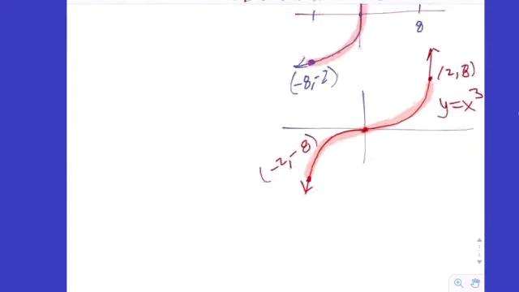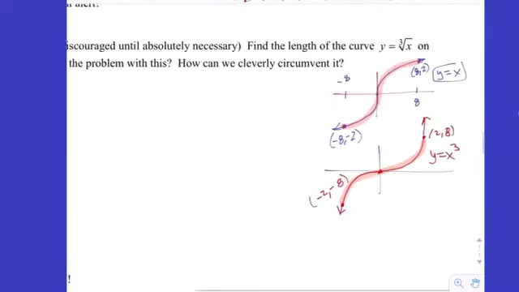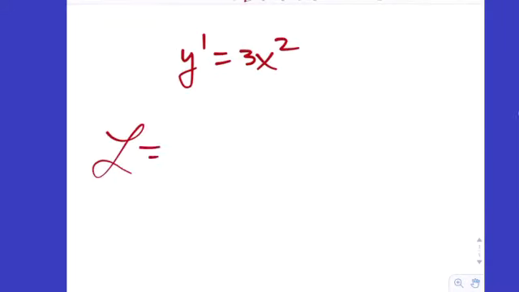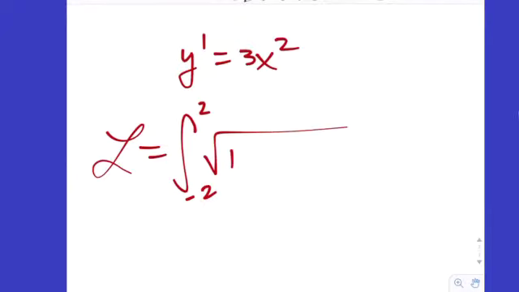All right. So let's go ahead and I'm just going to set it up. I'm not going to evaluate it. Y prime is 3x squared. So here's the length of the curve. It's going to be the sum of the infinitely thin and infinitely many line segments from -2 to 2 of the square root of 1 plus the derivative squared dx, and that's 3x squared. And then you can evaluate that.